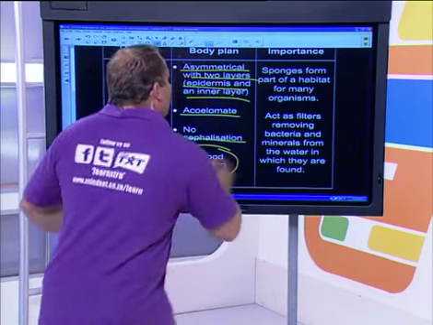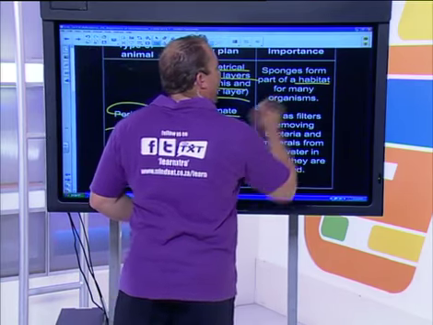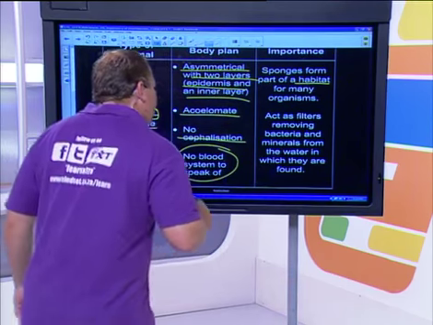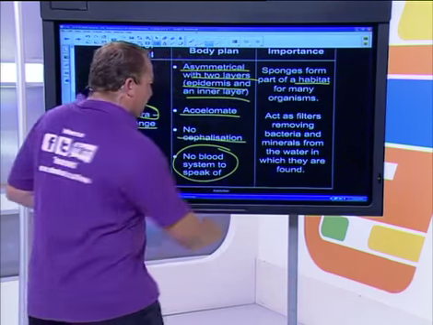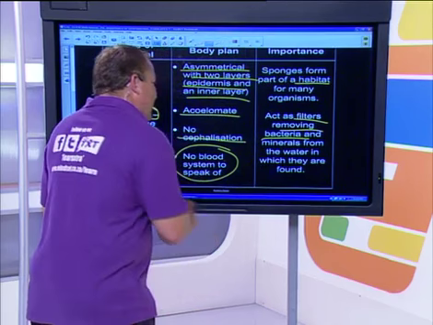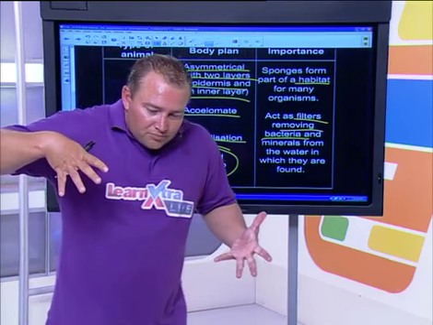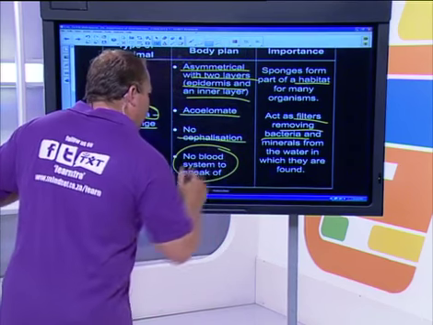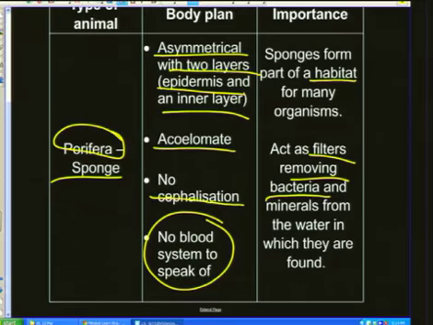First of all, sponges form part of the habitat for many organisms. What does that mean? It means that first of all, they act as filters. They filter and remove bacteria and minerals from the water, so bad things and good things, but they remove bad things, which is always a bonus. And second of all, they actually create places for fish to hide. The minerals of the waste, which they are found in, so they just keep it.